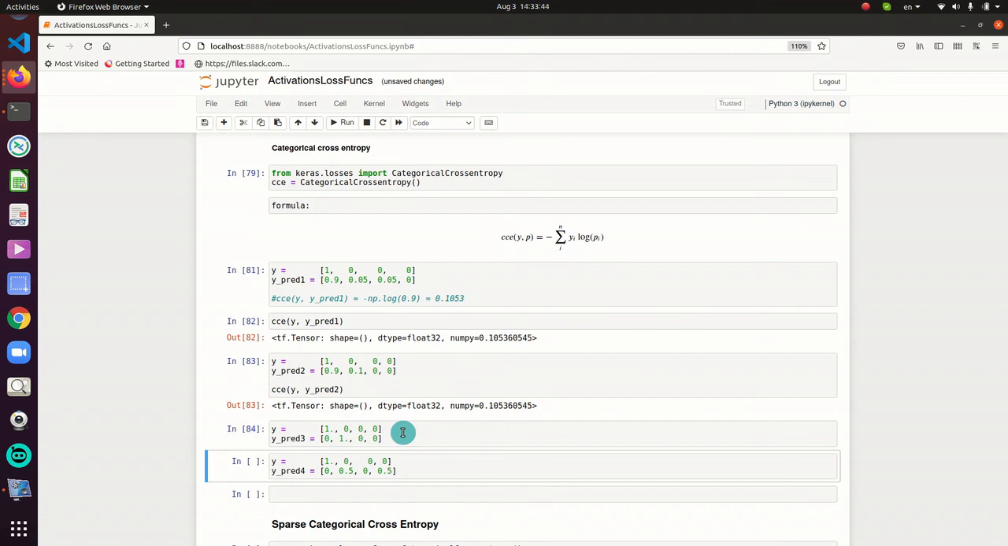How about this input? Prediction is still wrong, but we distributed weights to class 2 and 4. Well, the result is not going to change because these zeros will multiply. All that will matter is the first position.